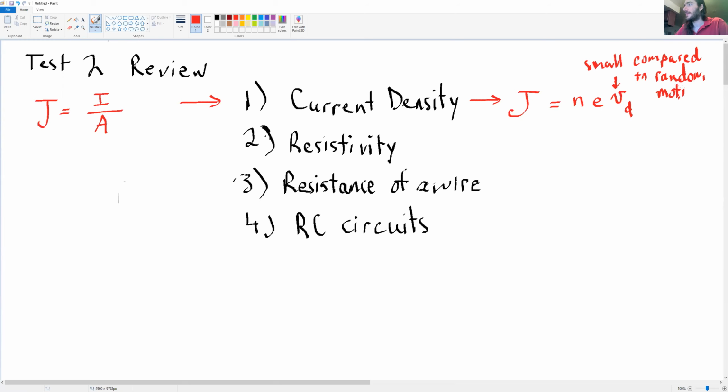Okay, and we'll get right into an example here. But if we did want the current itself, of course, since current is J times A, we can write that the current in a wire would be N, the density of charge carriers, times their charge, E, times that drift velocity, then multiplied by the cross-sectional area of that wire. Okay, so there's our little review of current density. Let's go ahead and get into an example now.